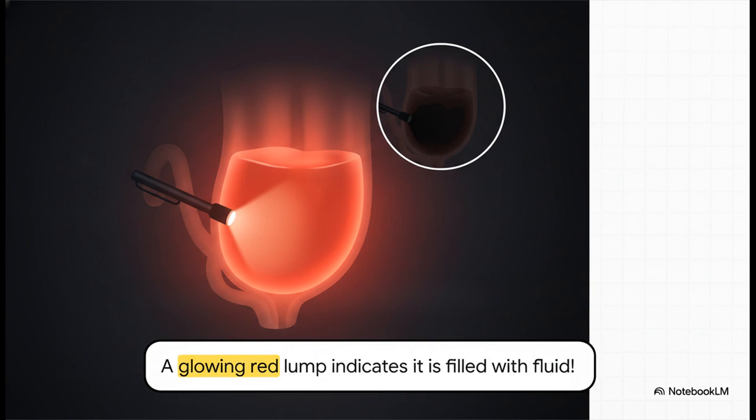Next up, you literally need to darken the room. Grab a bright pen torch, place it behind the lump, and look for that brilliant red glow. If it transilluminates, if it glows red like that, you've definitively proven you're dealing with a fluid-filled sac, something like a hydrocele or an epididymal cyst. But if it stays dark and opaque, yeah, you're dealing with a solid mass, and that dramatically raises the stakes.